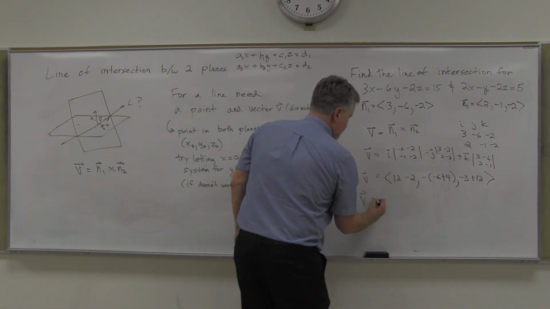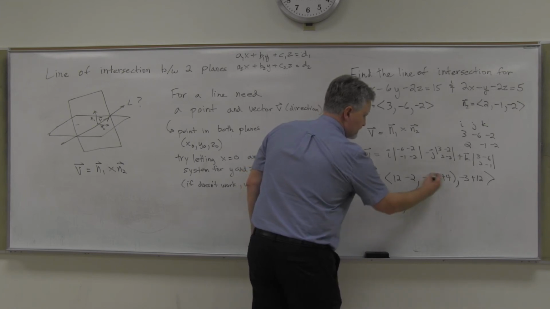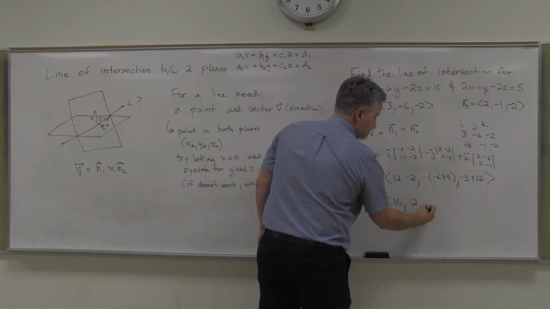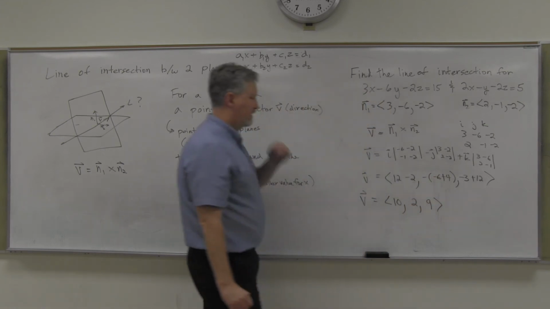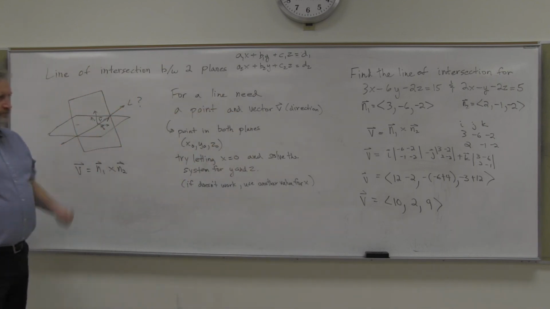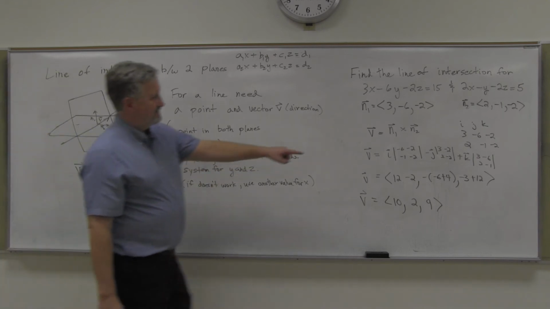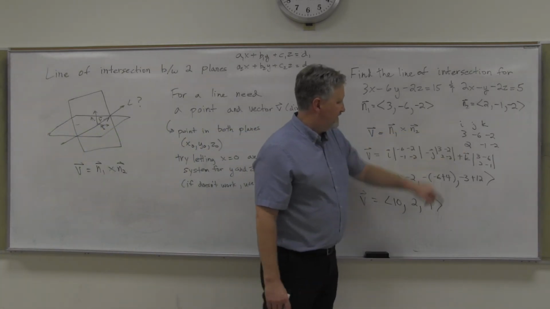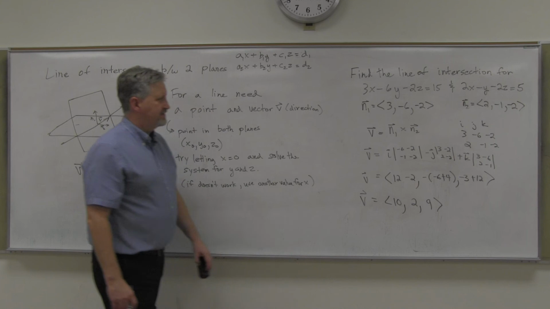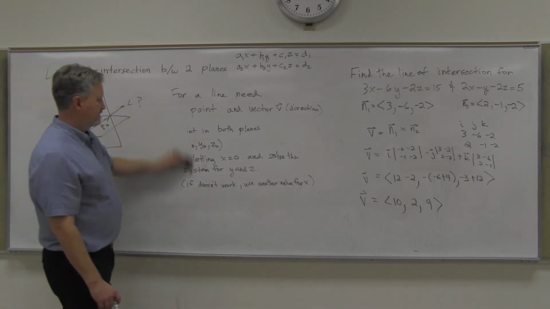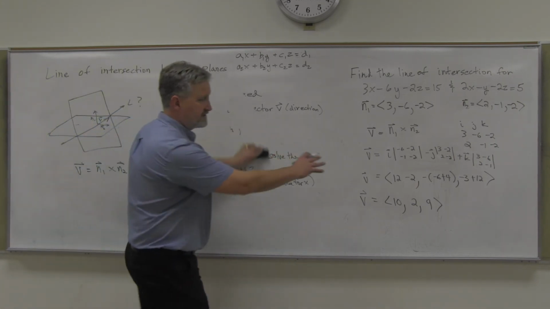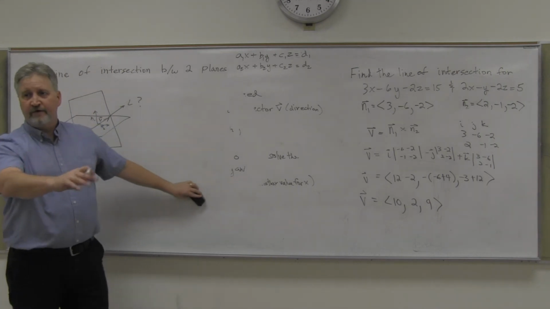So vector v is 10, positive 2, positive 9. That's what I got before, so if anybody checks me wrong on that, just let me know. I copied that down wrong. That'll always mess you up. Okay, so that's the direction of our line. What else do we need?